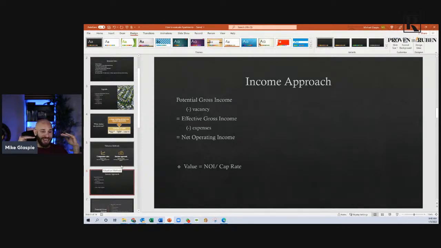Once you come out with the NOI, or net operating income, to determine the value, we're now going to divide that NOI by the cap rate, the capitalization rate. We're going to cover all of this in a second, but I just want to make sure that we break it off there. So we're going to start off with potential gross income.